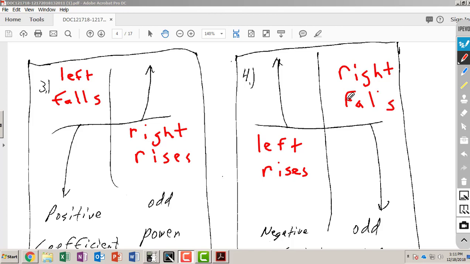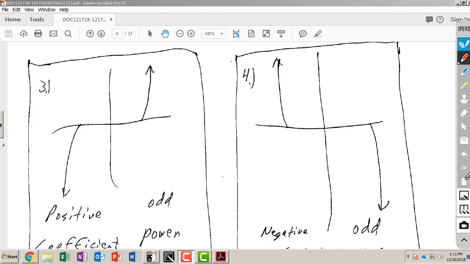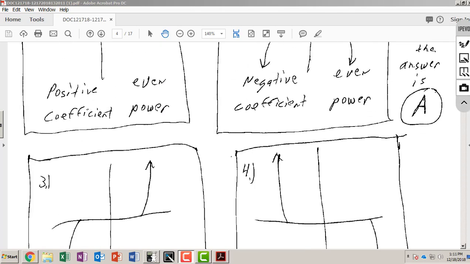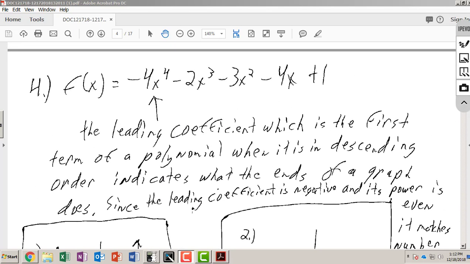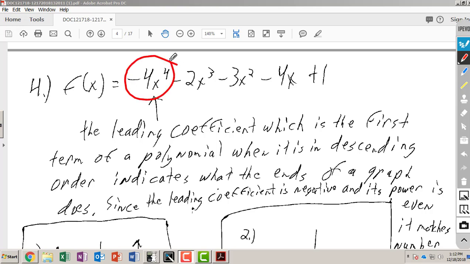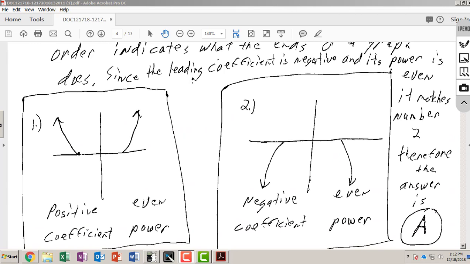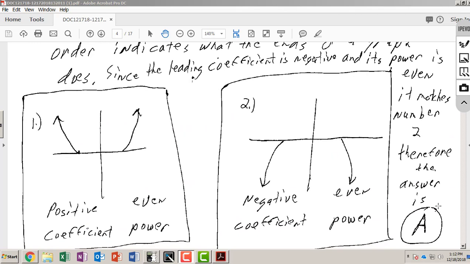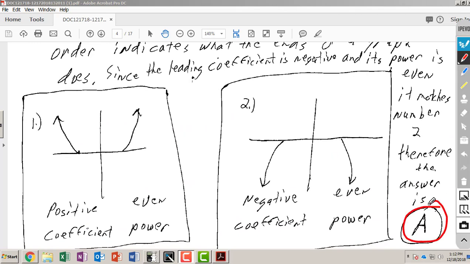So now that I know all the different cases, I can go ahead and identify in my problem the leading coefficient. So notice with this leading coefficient, I've got negative 4x to the fourth. So that means that my left falls and my right falls, because this is going to match number 2. So since it matches number 2, your left falls and your right falls. So that looks like that's going to match the multiple choice problem, A. So A would be your answer.